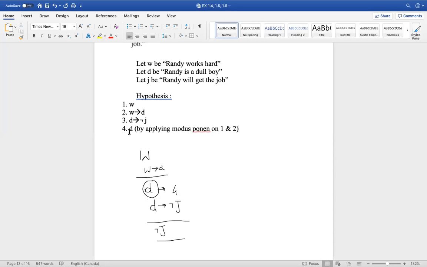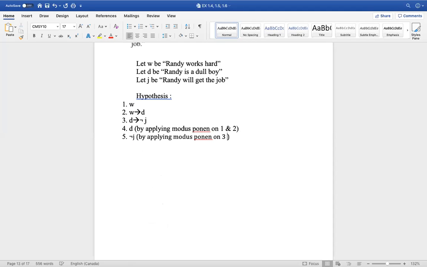Okay, so we get another hypothesis, and we will apply another modus ponens on the third one, and then we will get our conclusion, which is basically the negation of J, the result of applying modus ponens on the 3 and 4 hypotheses. Okay, so therefore we get this conclusion that Wendy will not get the job based on the hypotheses that we concluded from the rules of inference.